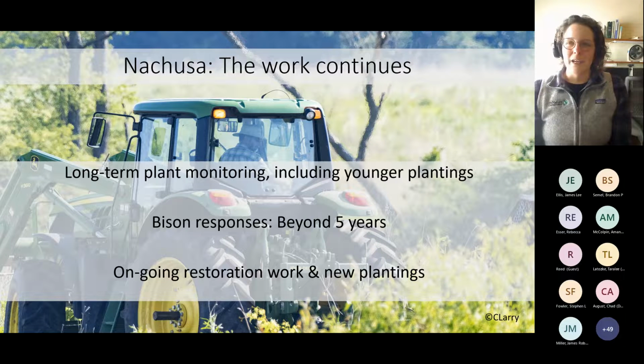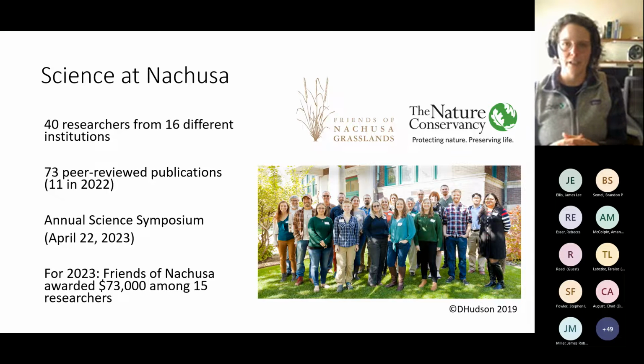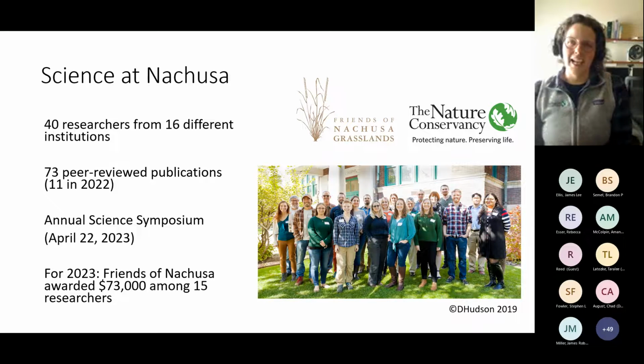And of course, we continue the conservation and restoration work. We do new plantings, new reconstructions every year. We're continuing to improve habitat in savanna areas and to combat invasive species in all of these places. Science is really gaining its stride at Nachusa and working side by side with the management and conservation work. The past few years, we've been supporting about 40 different researchers from 16 different institutions to do projects at Nachusa Grasslands.